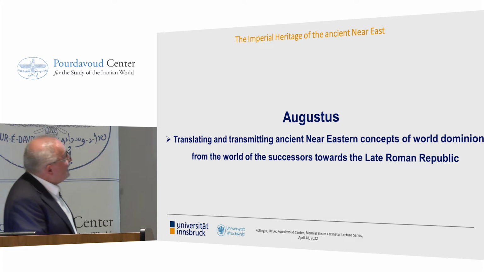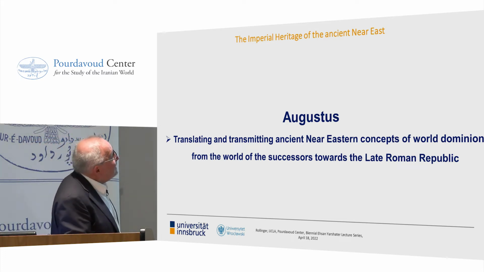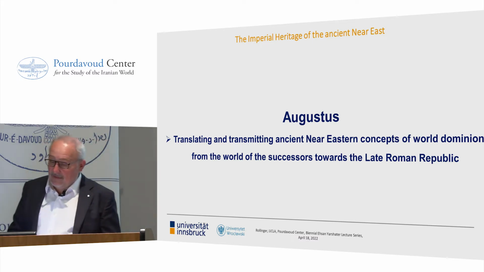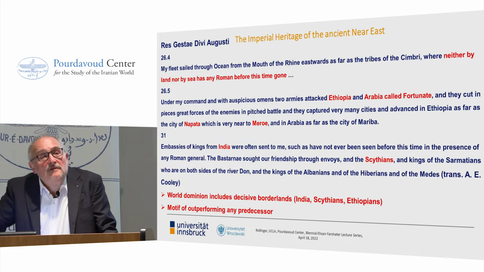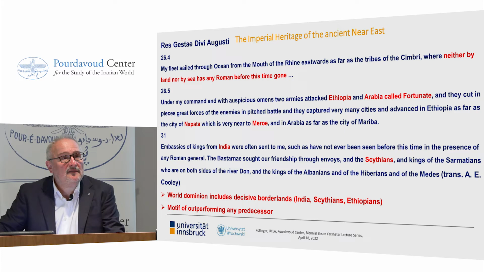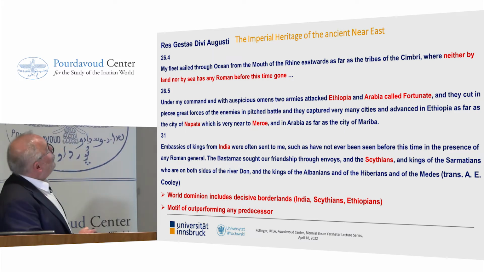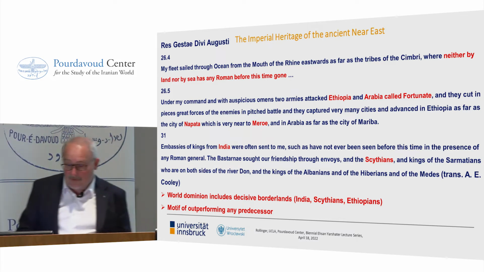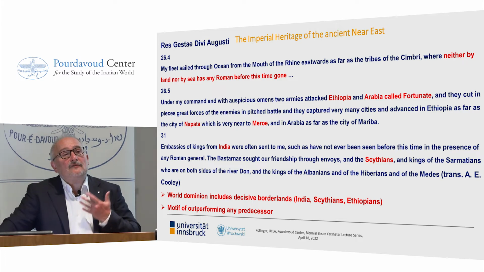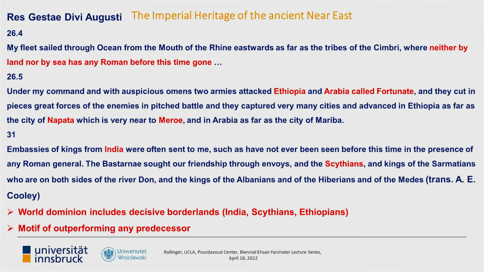So let's move a little bit further from the late Republic into the Roman imperial times, and of course it is Augustus who is translating and transmitting these, as I would call them, ancient Eastern concepts of world dominion into the late Republic and beyond. And of course, the most important document for this is probably the most famous inscription of the Roman Empire. These are the res gestae of Augustus, his testament, so to say, where he defines his world rule in a very specific language as a world rule which was neither bound by land nor by sea, nor had any Roman before this time gone. So again, this idea of outperforming any predecessor, and of course it has to include rules.